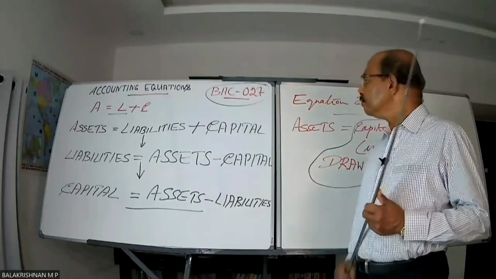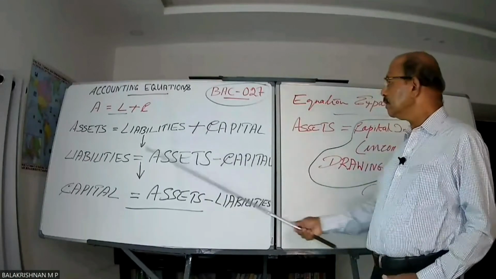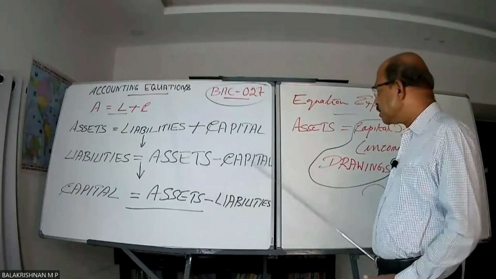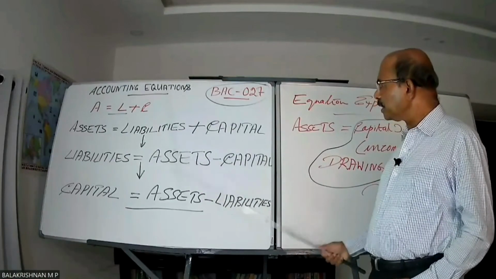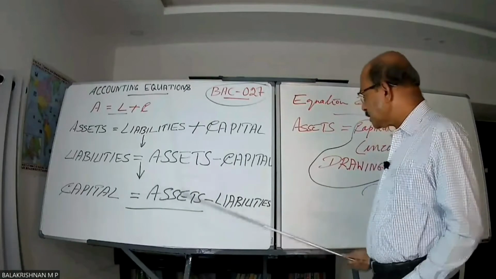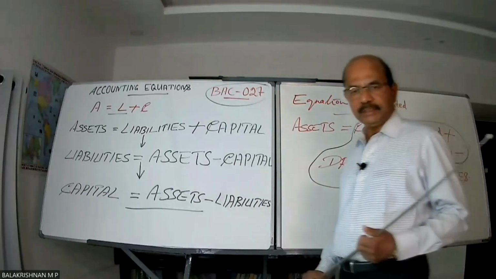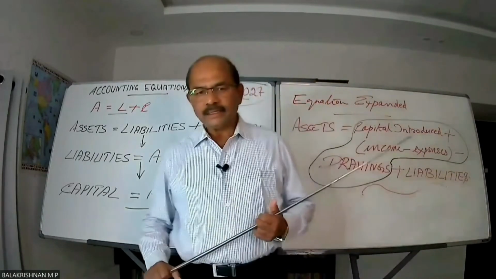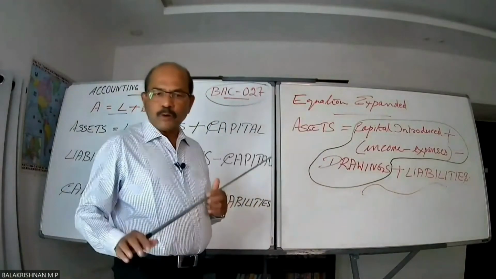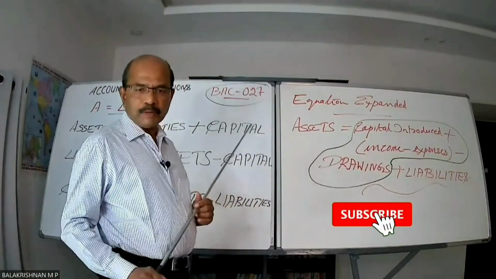Okay. We can rearrange it easily. Liability is equal to assets minus capital. Again, it may be rearranged. Capital is equal to assets minus liabilities. Why is this rearranging done? In solving the sums ahead, it will help you a lot.